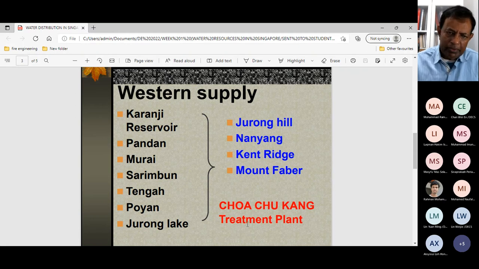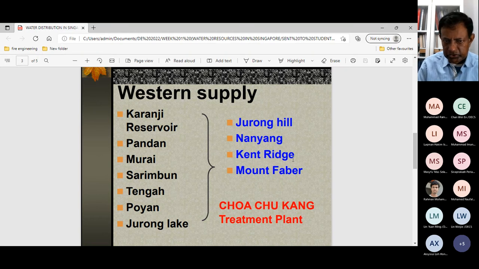Once you have completed the treatment, the water is pumped into the service reservoirs, which are located at high locations within Singapore. You can see that Jurong Hill is where you have a big tank in the vicinity, and it is supplying water from Choa Chu Kang treatment plant. The water is coming into Jurong Hill service reservoir, and then it is being distributed.